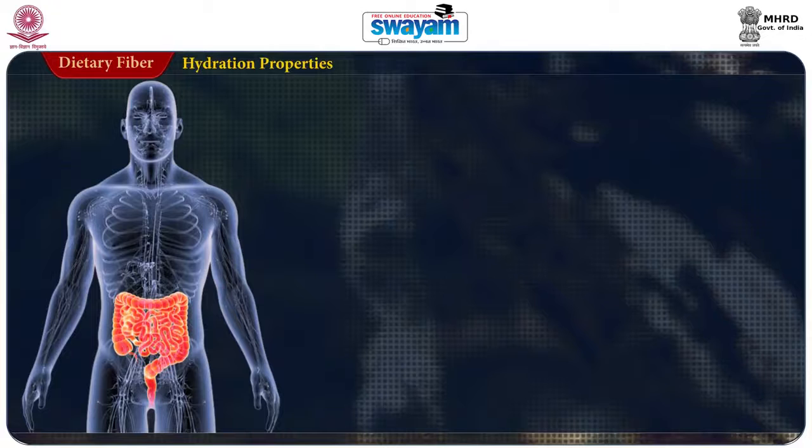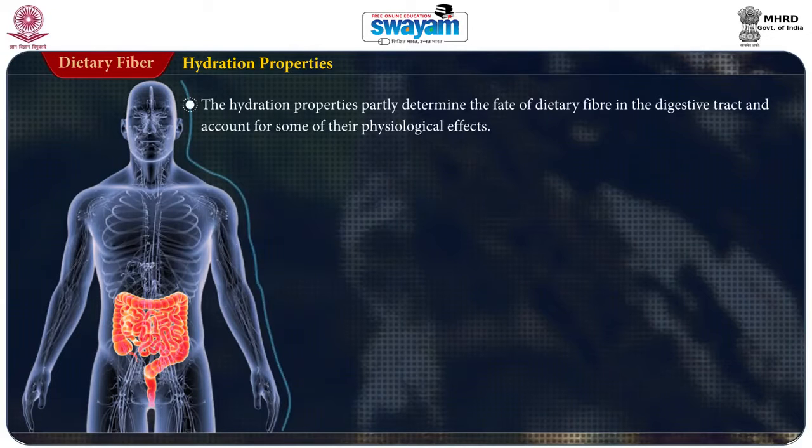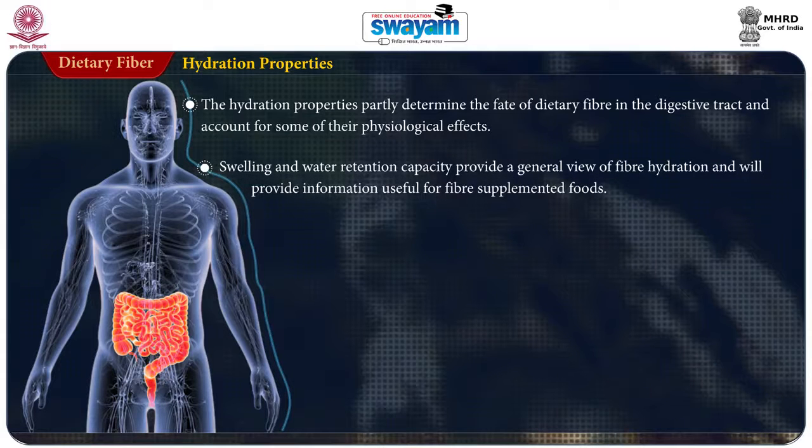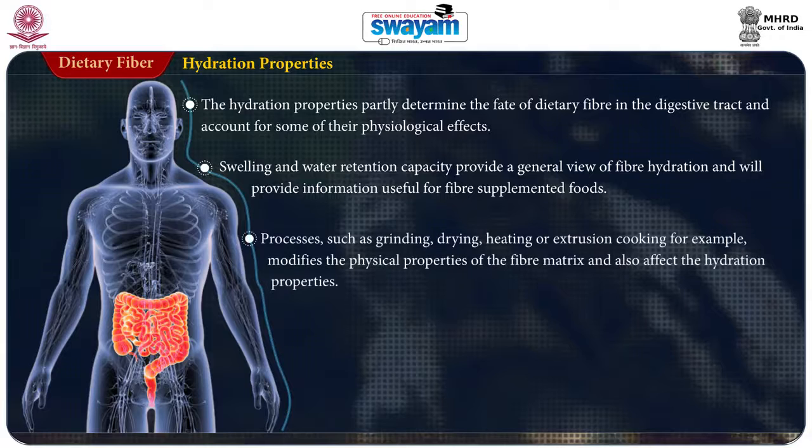The third property is hydration properties. The hydration properties partially determine the fate of dietary fiber in the digestive tract and account for some of their physiological effects. Swelling and water retention capacity provide a general view of fiber hydration and will provide information useful for fiber supplemented food. Processes such as grinding, drying, heating, extrusion and cooking are examples which modify the physical properties of the fiber matrix and also affect the hydration properties.